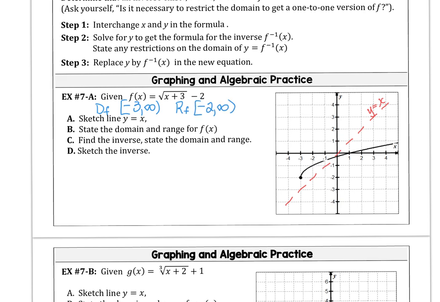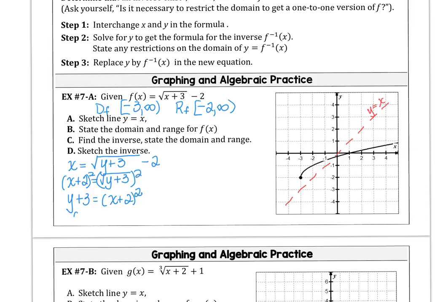We want to find the inverse, so we're going to take the y and turn that into an x, and we're going to take the x and interchange that with the y. And then we're going to solve for y in terms of x. So adding 2 to both sides, and then we want to get rid of the square root. To get rid of the square root, we would square the left and square the right. So then y plus 3 is equal to x plus 2 quantity squared.